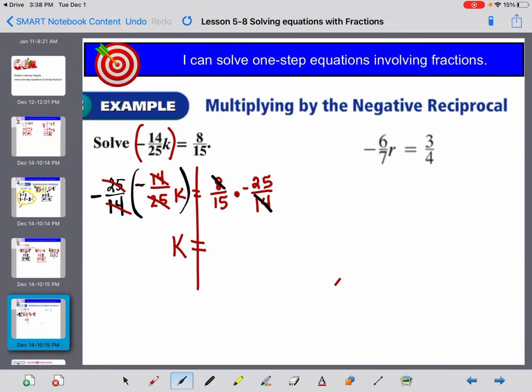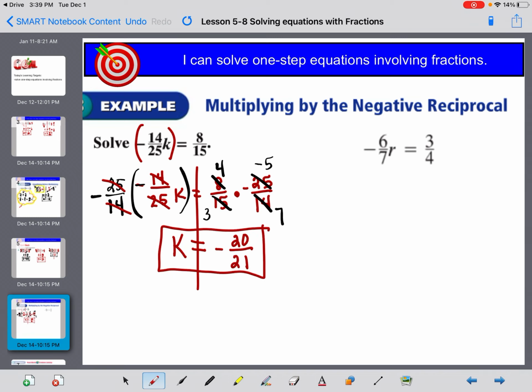8 and 14 are both divisible by 2. 15 and 25 are both divisible by 5. Notice I'm being very careful to keep that negative sign. Now, there are no other common factors, so I will multiply across. 4 times negative 5 is negative 20. Notice the negative can be with the 20 or out in front. We've talked about that in previous math classes. 3 times 7 is 21. So my answer is negative 20/21.